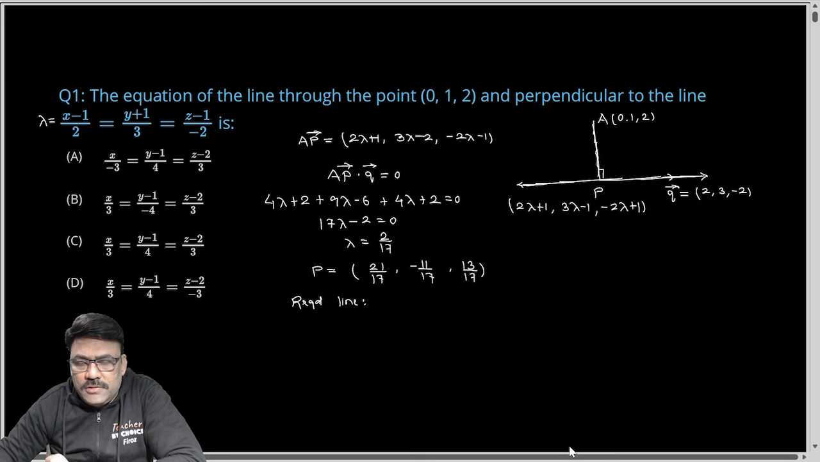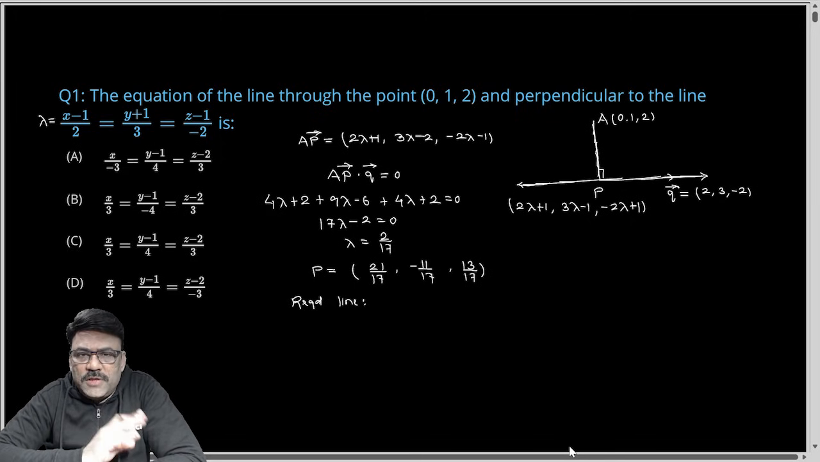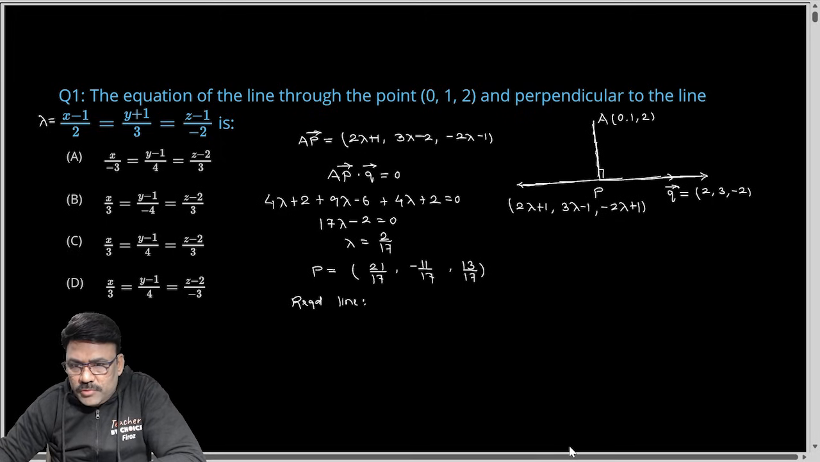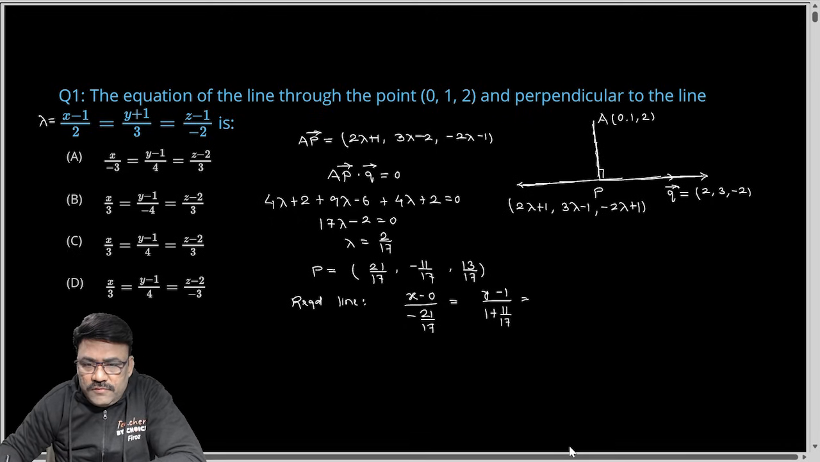When you have 2 points on a line, say x1, y1, z1 and x2, y2, z2, then the equation of the line joining them can be written as x minus x1 over x1 minus x2, y minus y1 over y1 minus y2, z minus z1 over z1 minus z2. Your required line passes through these 2 points A and P. So the required line is x minus 0 over 0 minus 21 by 17, then y minus 1 over 1 plus 11 by 17, and then z minus 2 over 2 minus 13 by 17.